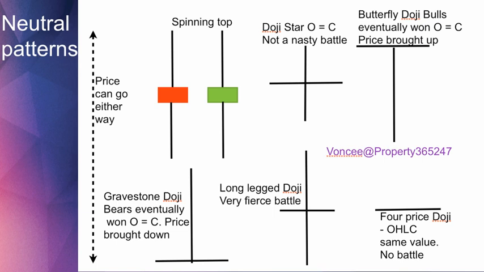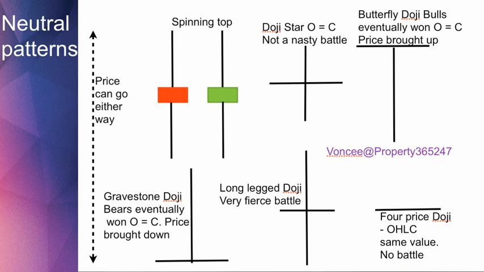And then you've got the opposite of that, the gravestone doji. The price was pushed up by the buyers. They tried to buy, but the sellers kept selling. They brought it right down. And this is a gravestone doji, and the bears won. That's what it means. Then you've got a long-legged doji.